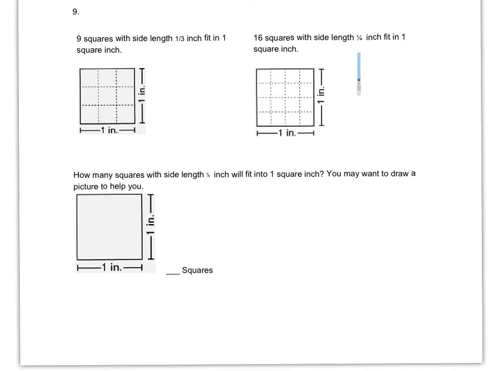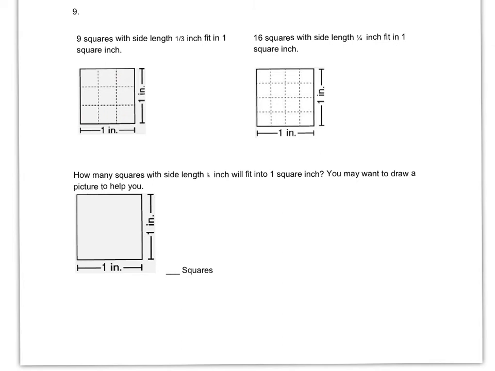When we split it into 4s, now this 1-inch side is split into 1, 2, 3, 4 by 1, 2, 3, 4 boxes. So you can see that the pattern here is that the denominator actually tells us how many boxes we will have for each side length. So since the denominator was 4, it's going to be 4 by 4. The denominator was 3, it's going to be 3 by 3.